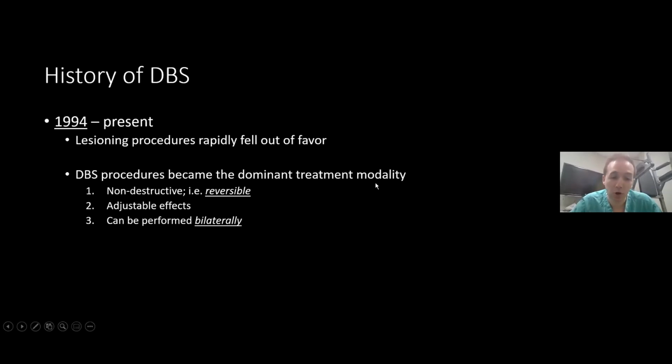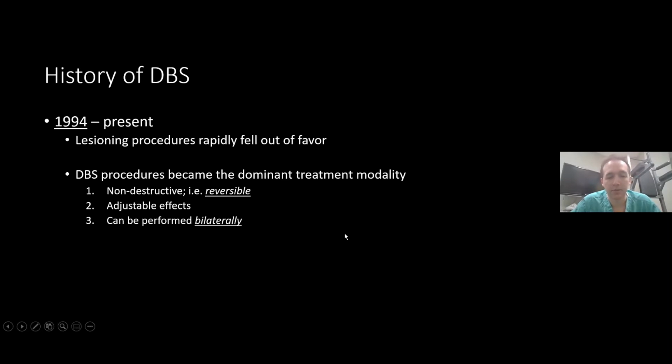It can also be turned off. That's another thing. You don't have to do surgery. It has adjustable effects. You can escalate the amount of stimulation you get. There's various parameters you can play with, the pulse width, the amplitude, things like that, and dial in the effects that you want. Now we have a steerable current, which we can angle in different directions with these leads, and I'll talk about that later. That really allows you to fine tune your effects.